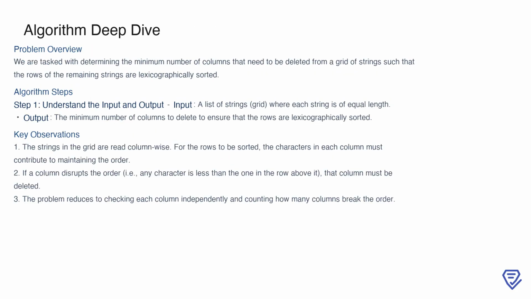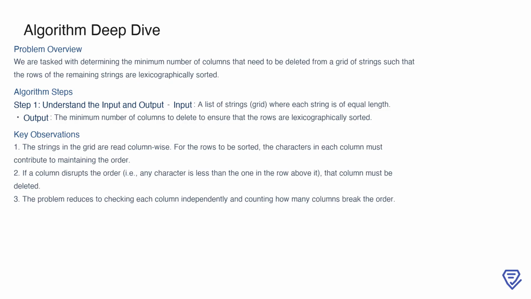Here, we are tasked with determining the minimum number of columns that need to be deleted from a grid of strings to ensure that the rows of the remaining strings are lexicographically sorted. The input is a list of strings where each string has the same length, and the output is the minimum number of columns to delete to achieve this sorting.